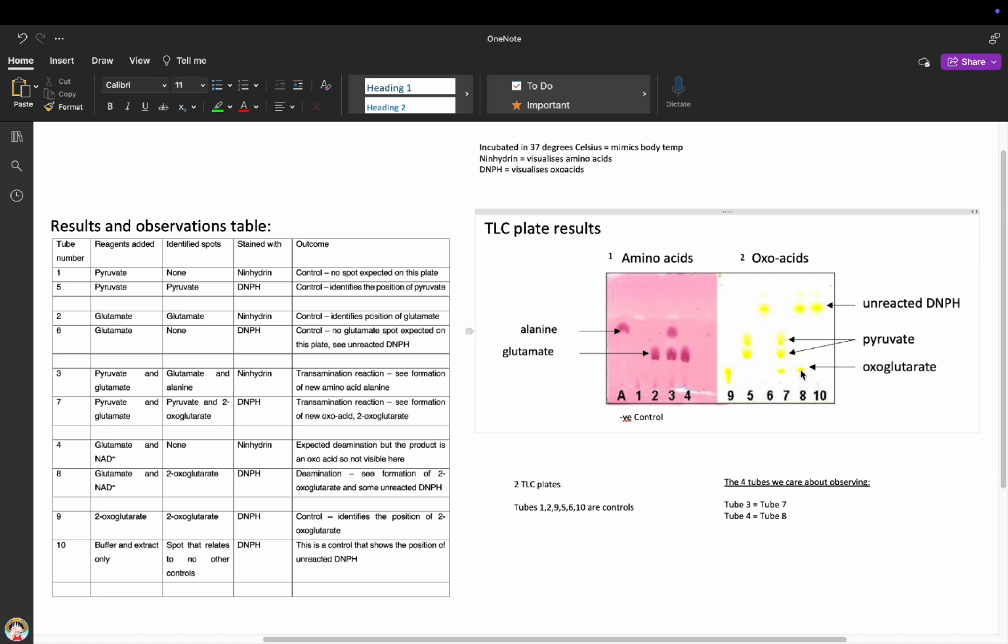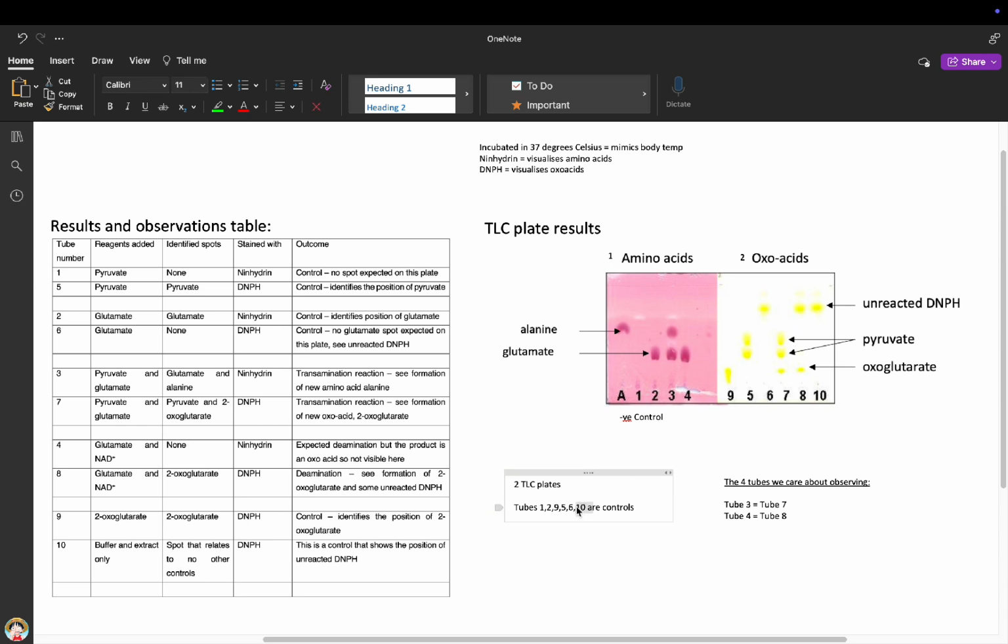I'm noticing that some of the oxoacid spots look a bit irregular. Is that normal? Good observation. Some oxoacids, like pyruvate, can exist in slightly different structural forms called isomers. These isomers can separate into 2 spots on the TLC plate during the process. So it's not a mistake, just a quirk of these molecules. And what about that faint spot near the top of the plate? That's simply the unreacted DNPH, the staining agent itself.